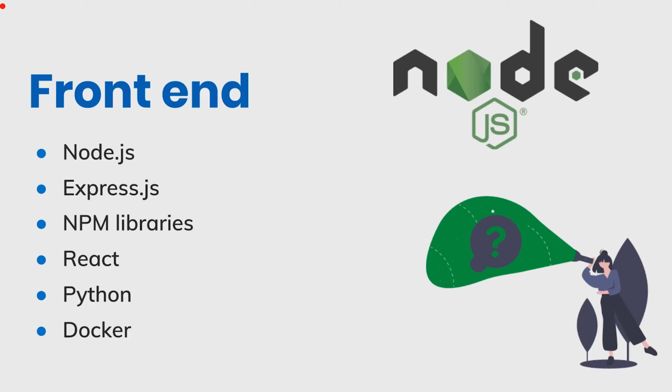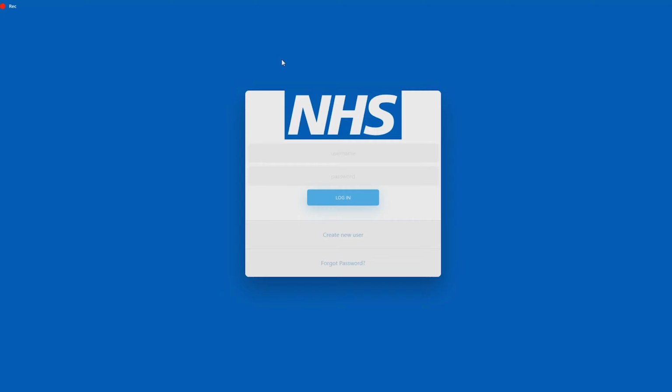For an overview of technologies, our dashboard is a web server built using Node.js with Express.js as a web application framework for the routing. We use a vast array of NPM libraries such as bcrypt to create the authorization system. The data visualizations were done with React, our packaging and scripting was done with Python, and the containerization was done using Docker. This is a quick demonstration of our front end.